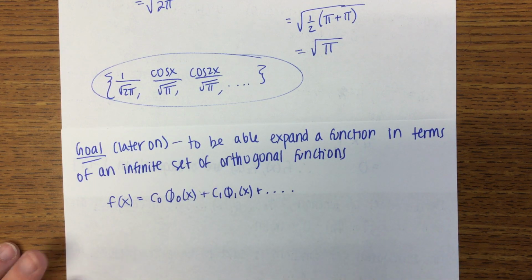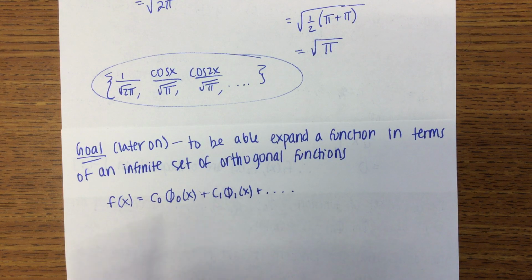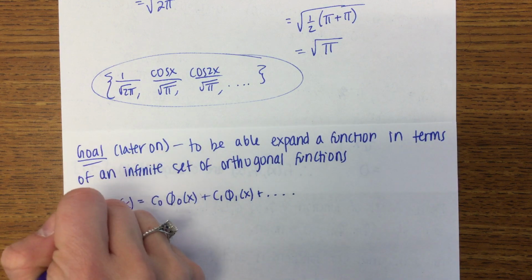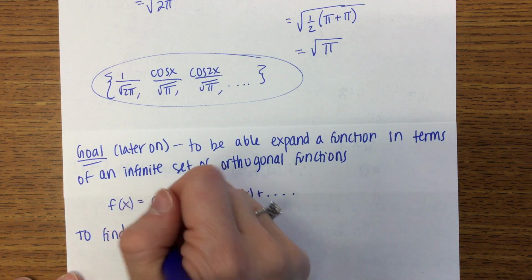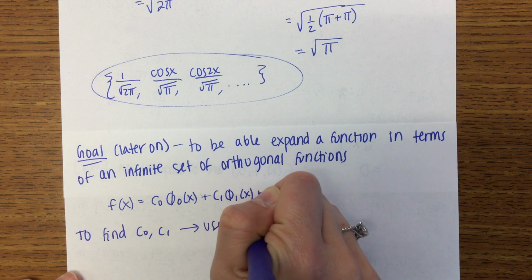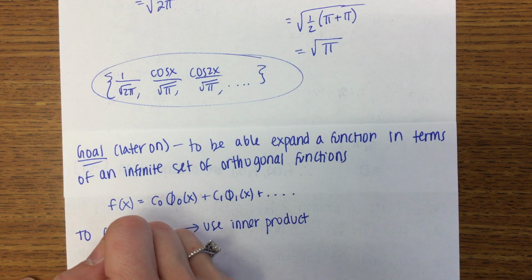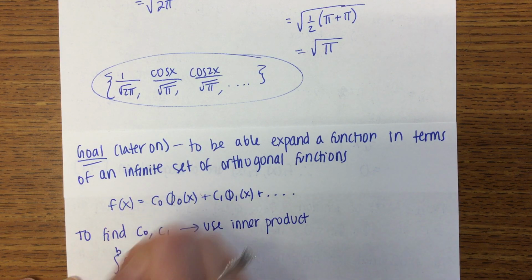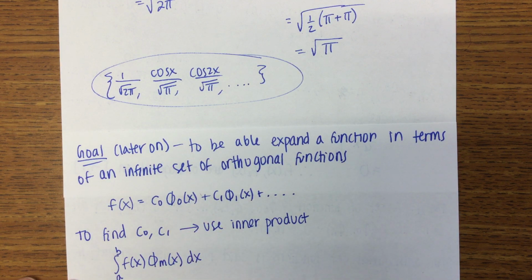So C0 and C1 are not necessarily just numeric constants. They could be a function in terms of n. So this is a constant in terms of n, another constant in terms of n. Here are our orthogonal functions. We are going to be interested in finding what those constants are. To do that, we're going to use the inner product. We are going to take the inner product of f of x, so all of that, with each of those orthogonal functions.